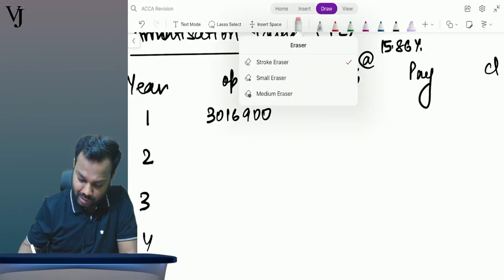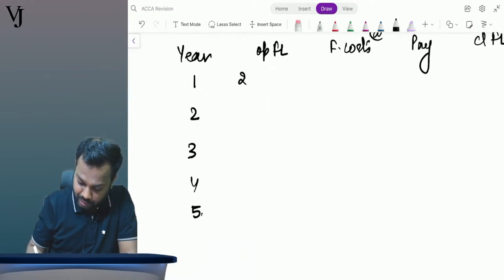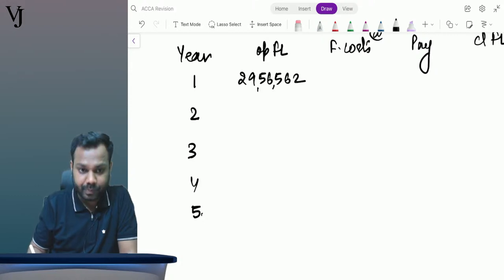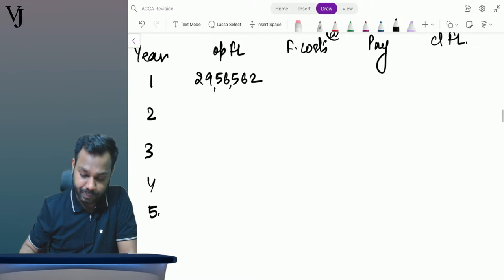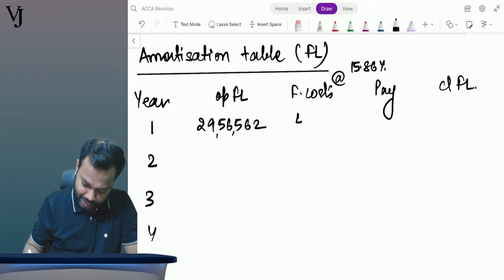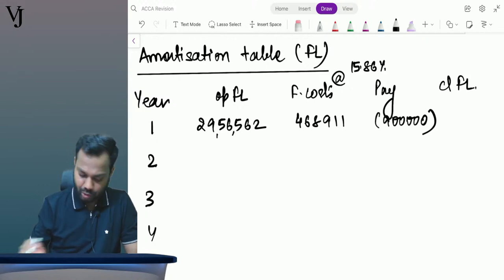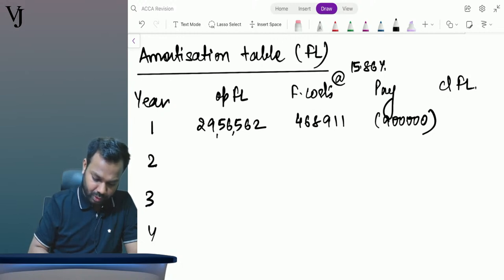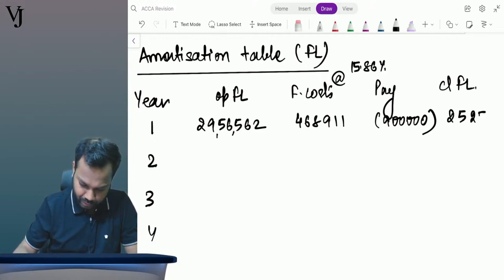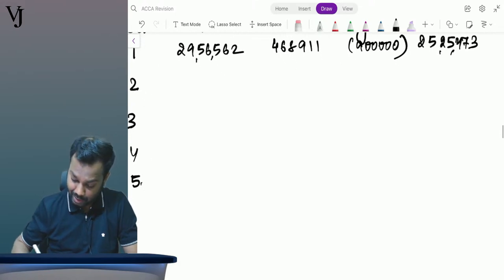Okay, it is not 3016, rather it is 2956562. Now finance cost at the rate of 15.86% is 468911, and you will pay how much? 900,000. So closing FL will become how much? 2956562 plus 468911 minus 900,000 is equal to 2525473. Now similarly, you have to do the accounting treatment, and at the end of the fifth year it will become zero.